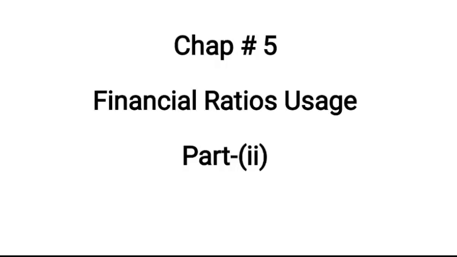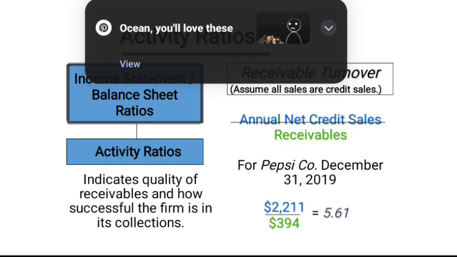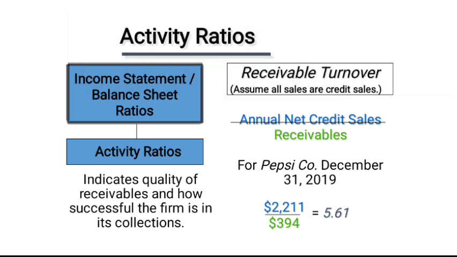Last week we studied financial ratios usage part 1, and in this week we will study financial ratios usage part 2. Starting with this part 2 of the financial ratio usage chapter, first of all we will start with activity ratio.